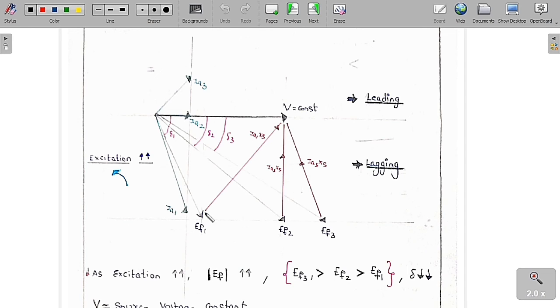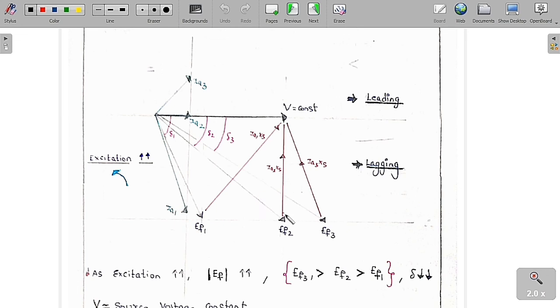By using that principle, we are going to get the summation of this vector, and this vector is called the supply voltage V. So this is the voltage that you are going to get here. As you can see clearly, as I've already told you, whenever the IA lags EF, it is called the lagging power factor. You can see clearly the IA is lagging the EF1. So always the current is lagging EF, so it is called the lagging power factor.